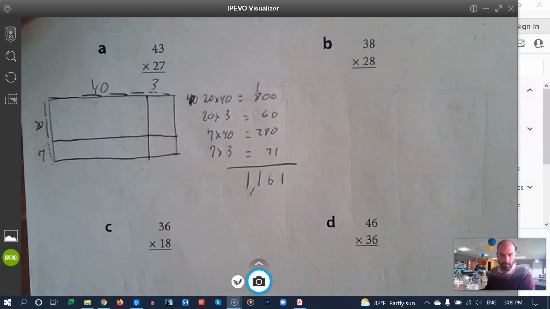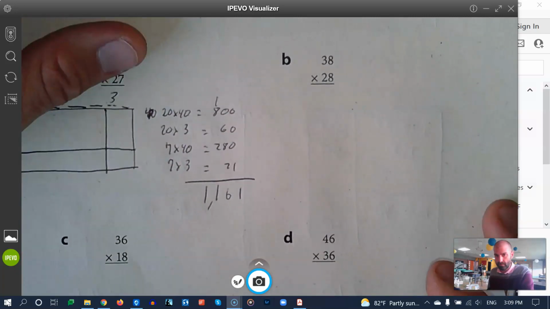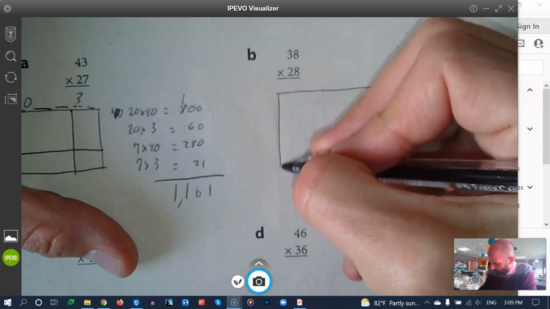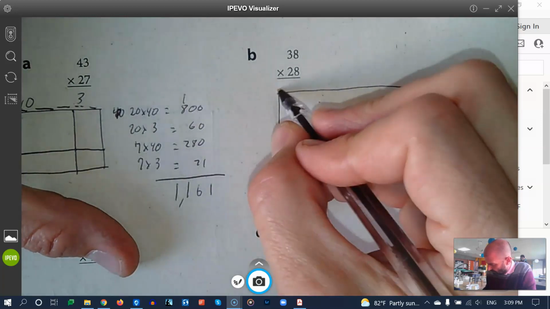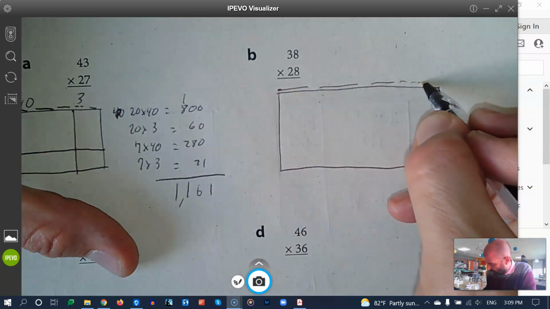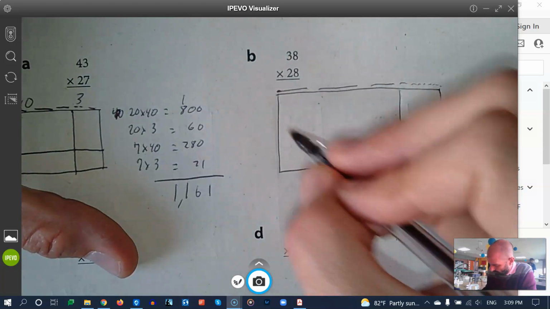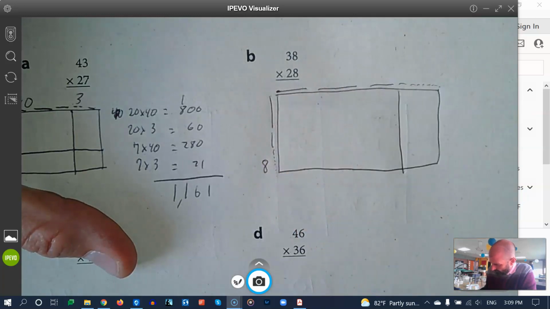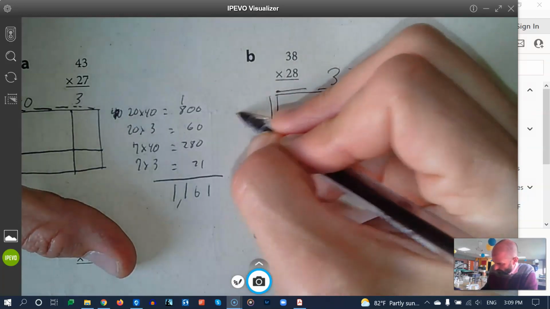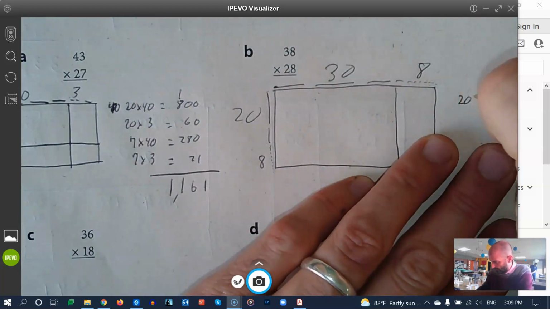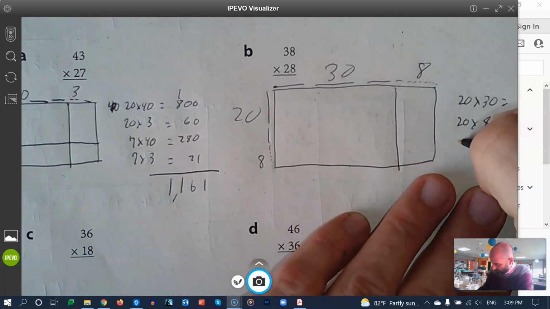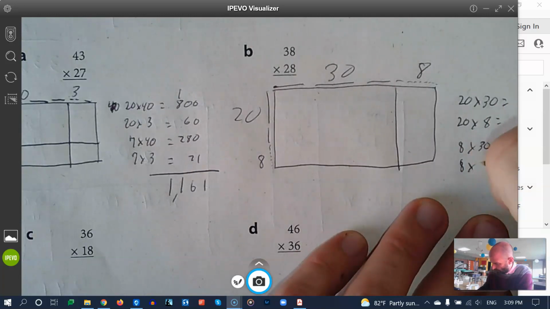All right, now 38 times 28. I'm going to solve that now. So we have 38 by 28. I draw my lines. So we have 8, we have 8, we have 30, and we have 20. So we're going to go 20 by 30, then 20 by 8, 8 by 30, and then 8 by 8.